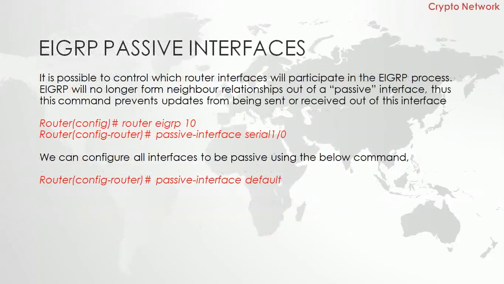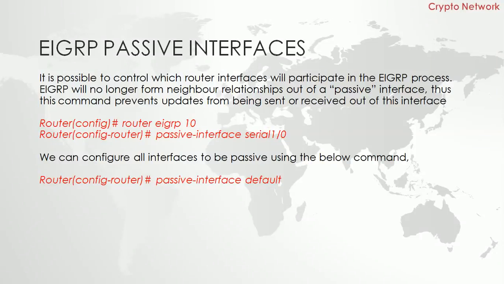So EIGRP passive interfaces. The passive interface command is used in all routing protocols to disable sending updates out from a specific interface. However, the command behavior varies from one protocol to another. In EIGRP, the passive interface command stops sending outgoing hello packets. Hence, the router cannot form any neighbor relationships via the passive interface. This behavior stops both outgoing and incoming routing updates.